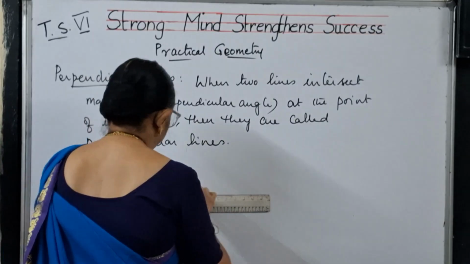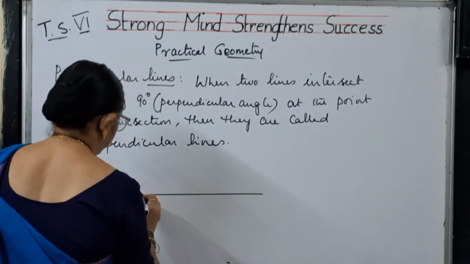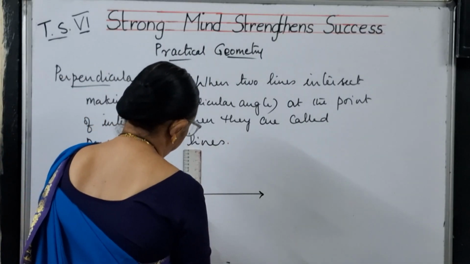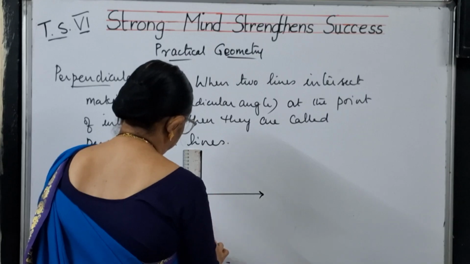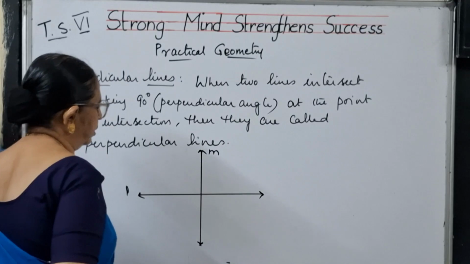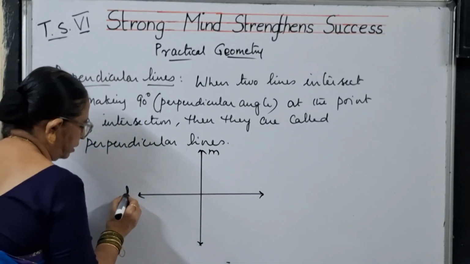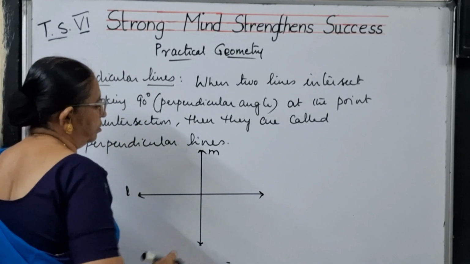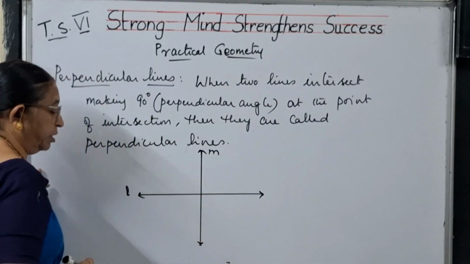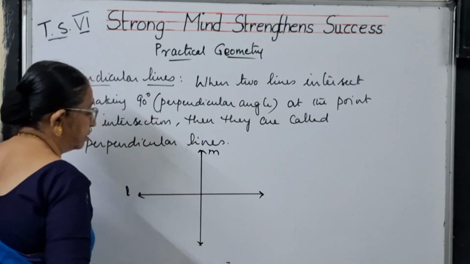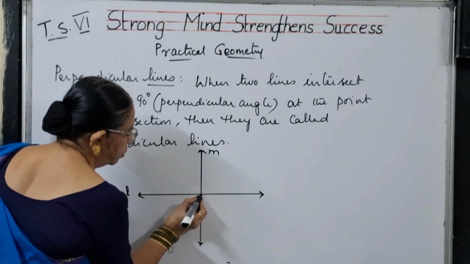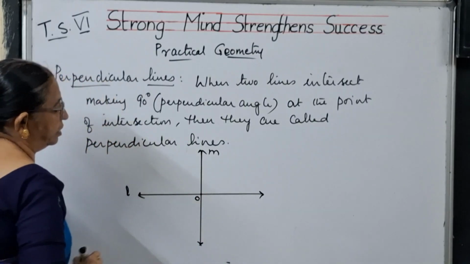So let me take this as one line L and this as another line M. When you are representing a line with a single letter, it should be a small letter, children. If you want to represent it in capital, you have to keep 2 points and name them as A, B, or P, Q, or anything. So I am writing in small letters. So L is a line and M is a line. This is the point O where they are intersecting.